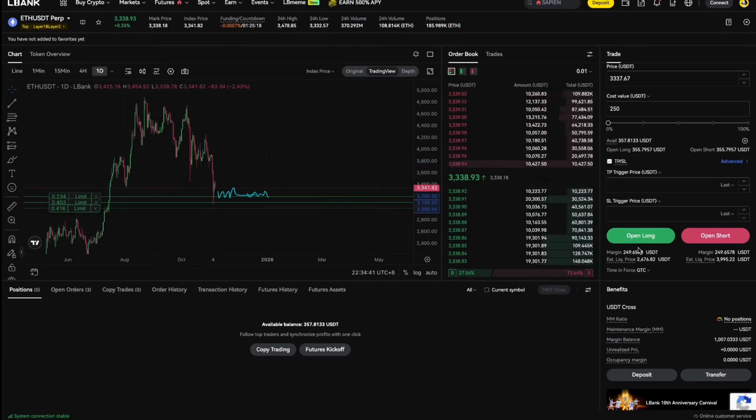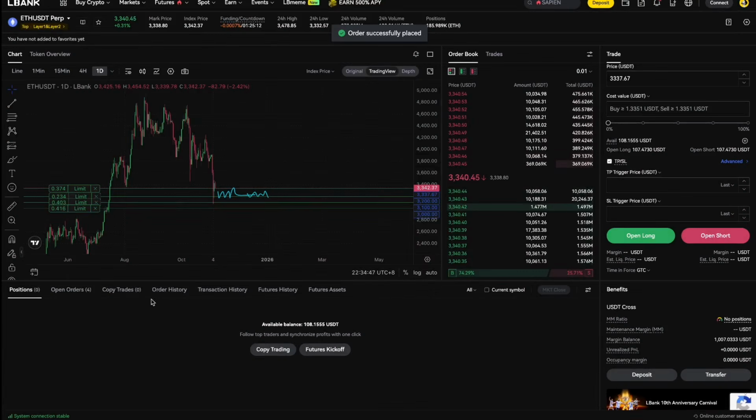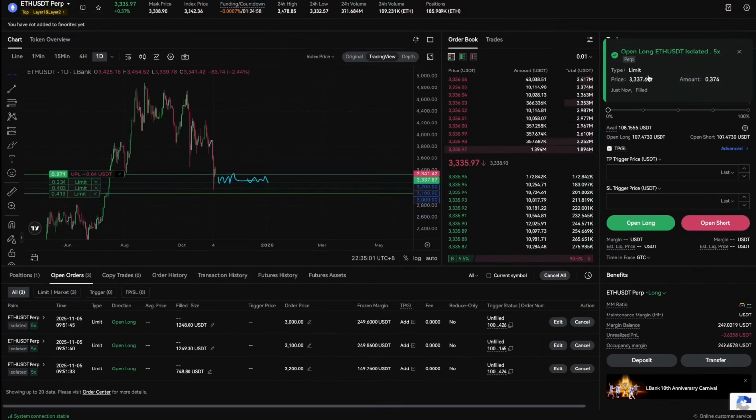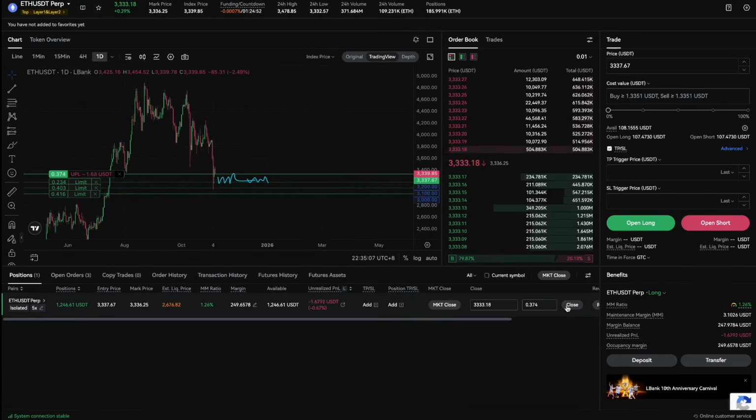But now, because it's just for an example, I will open the long immediately without setting a stop loss or a take profit, confirm the order, and then we have a new limit order here. You can see it popping up at this level here. And now my limit order even got filled because I just set it at like the normal price, so I got immediately filled on my limit order here.